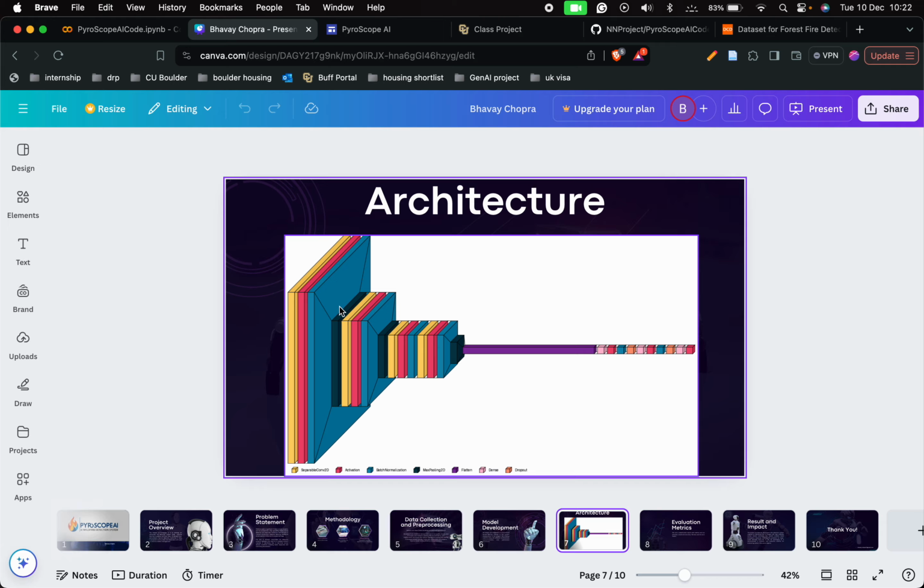The second block over here, as you can see, follows a similar flow, but with 32 filters and a smaller kernel size of 3 by 3. And the ReLU, batch normalization, and max pooling ensure effective feature extraction while maintaining stability during training.